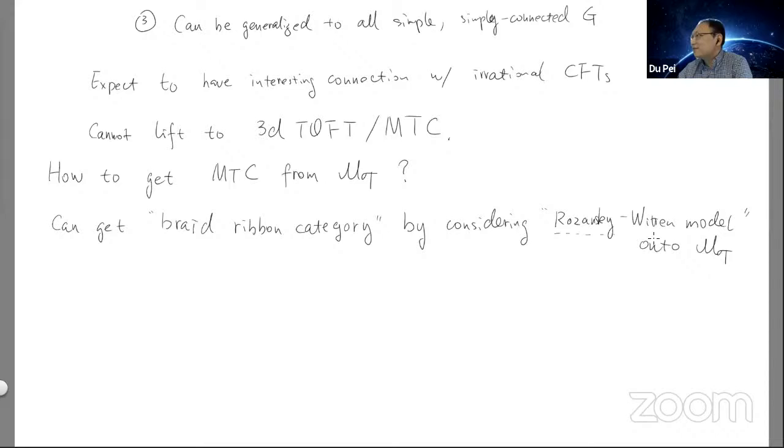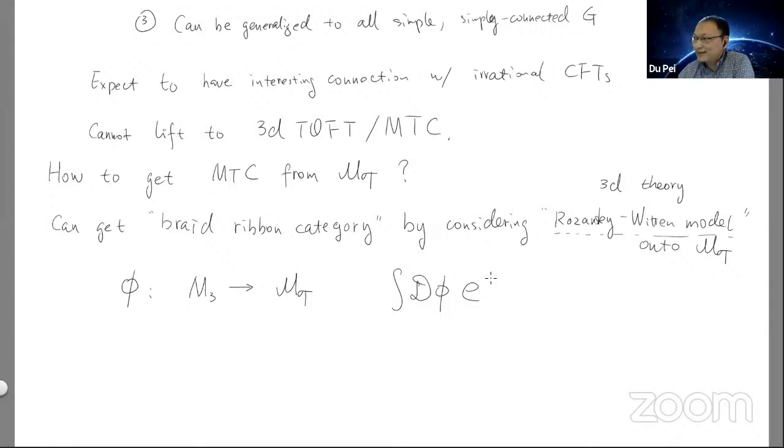Rozansky-Witten model is a special kind of 3D theory that is a fancy version of a 3D sigma model. Recall that for a sigma model, the basic degree of freedom is a map from the 3-manifold to the target space, and then the path integral is given by integrating over all possible maps and weighted by a particular functional of phi.